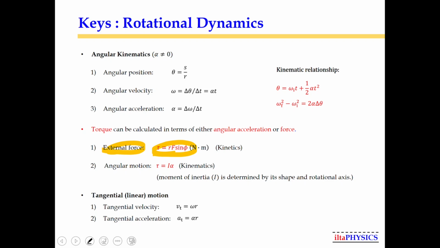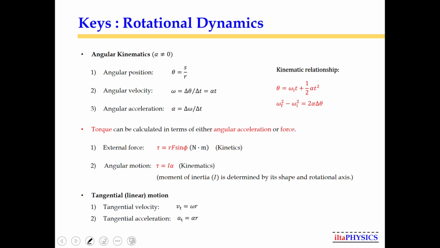Also, if the geometric shape of the rotating object is given, torque can be calculated as the product of the object's moment of inertia and its angular acceleration. In these cases, the process of calculating the moment of inertia for the given object is naturally included. Most problems ask about the relationship between these two ways of expressing torque. Let's practice how to apply these types of problems in the following examples.